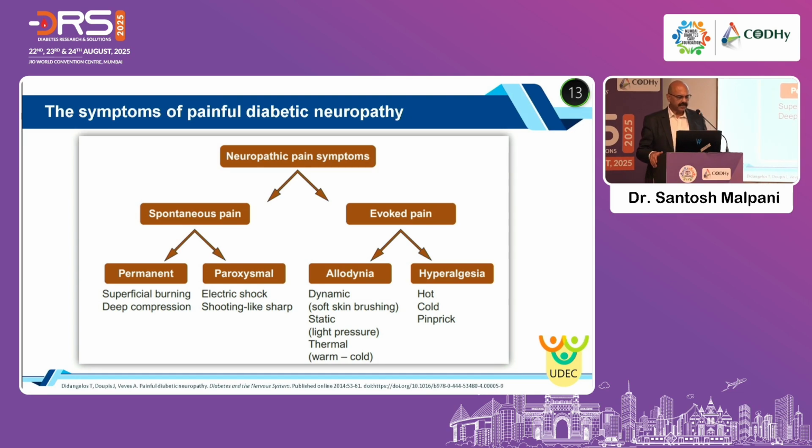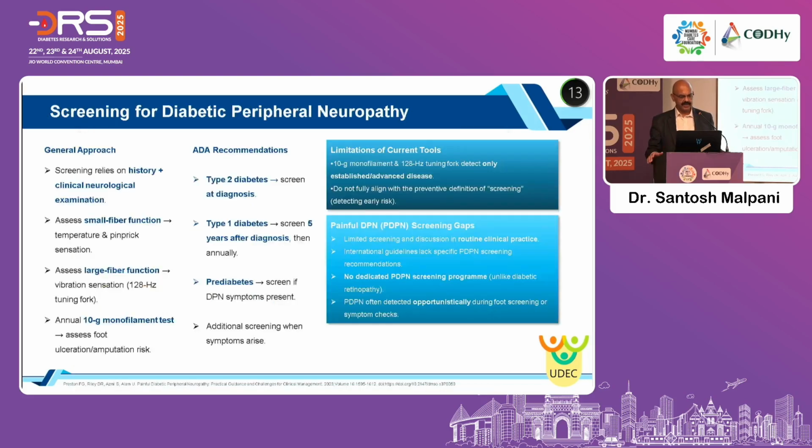So friends, as far as the neuropathic pain symptoms are concerned, either it can be spontaneous or evoked pain, and permanent or paroxysmal. These are the two types of pains when there is spontaneous pain, and allodynia and hyperalgesia. Of this, the permanent superficial burning and the deep compression pain is very troublesome for the treatment, and there are various drugs which are available that we are going to discuss in the coming slides.